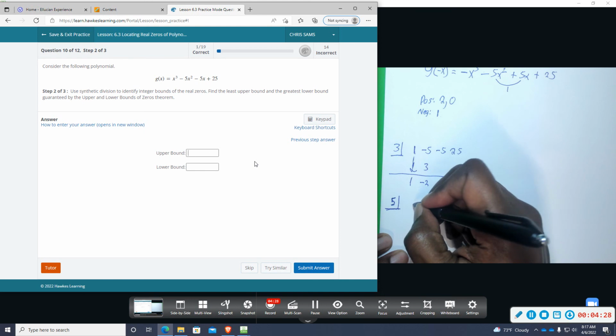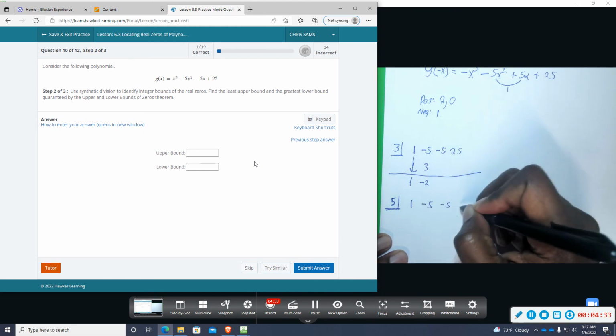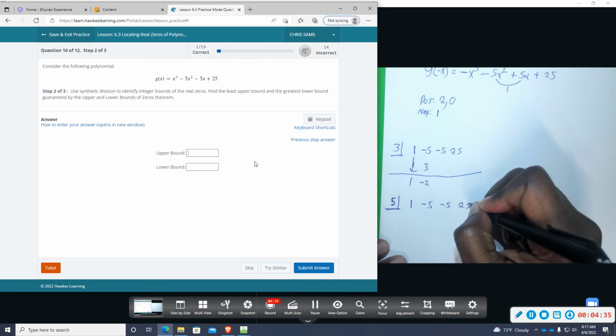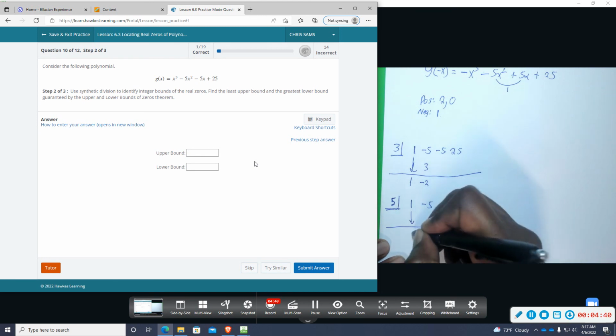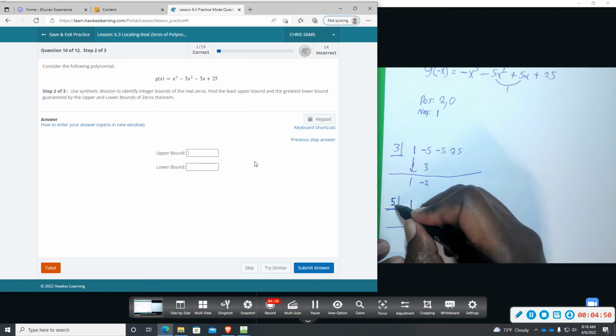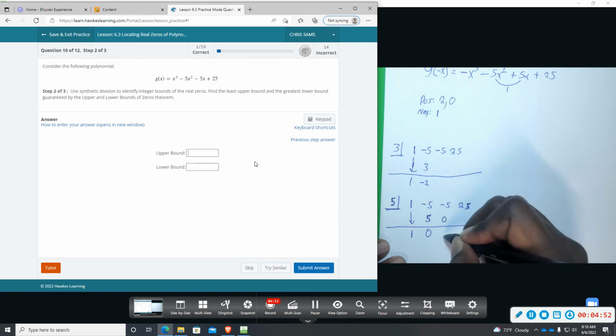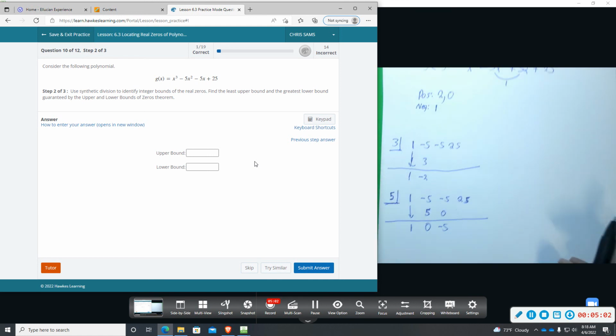So with 5, we have 1, negative 5, negative 5, and 25. All right, so bring the 1 straight down. 5 times 1 is 5. Combine these, I get 0. 5 times 0 is 0. When I combine those, I get negative 5. So 0 could count as positive, but this is negative, so 5 does not work, so we're going to go on and try 6 now.